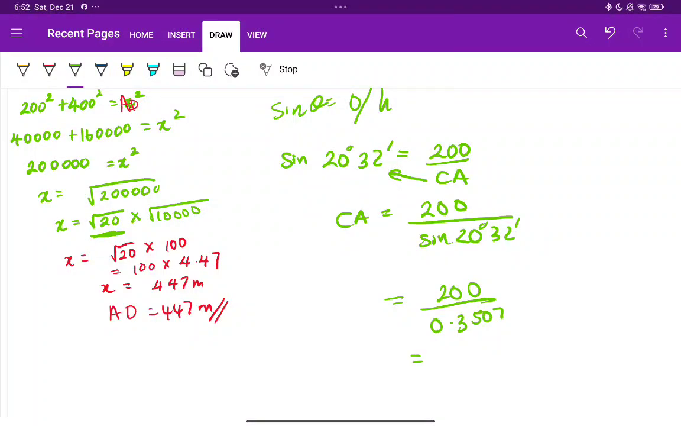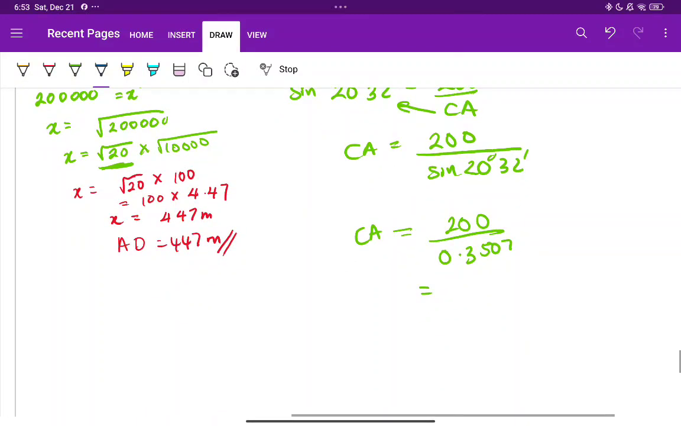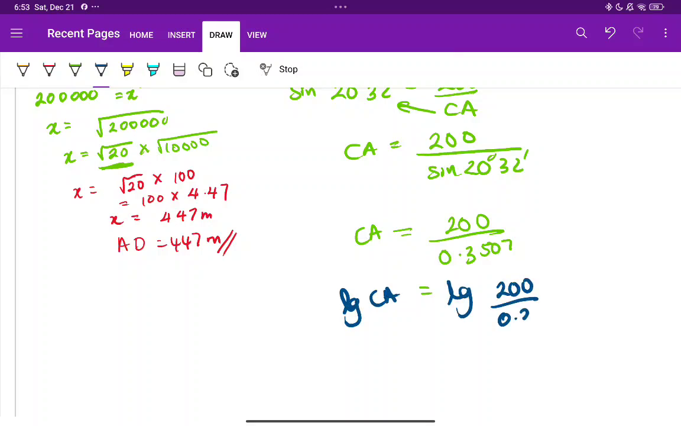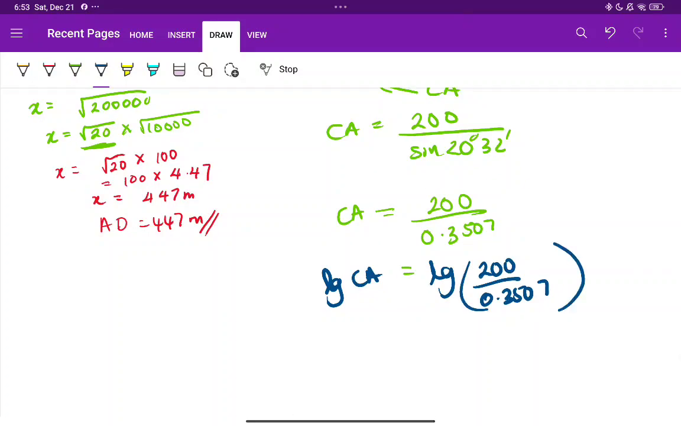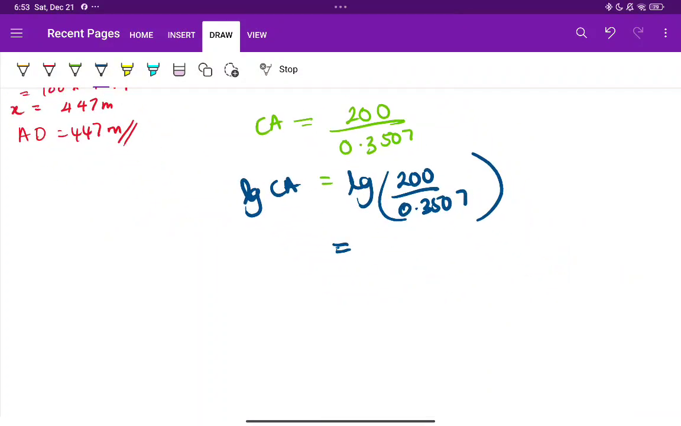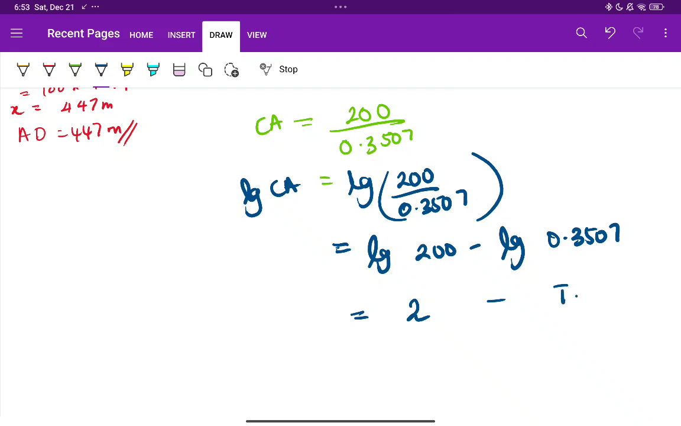Now this is CA. They have asked us to use the log table also. The reason would be for this division. We'll apply log to both sides. Log CA is log of 200 over 0.3507. So that is log 200 minus log 0.3507. Now we know the characteristic of this is bar 1. Check the values for the mantissas.